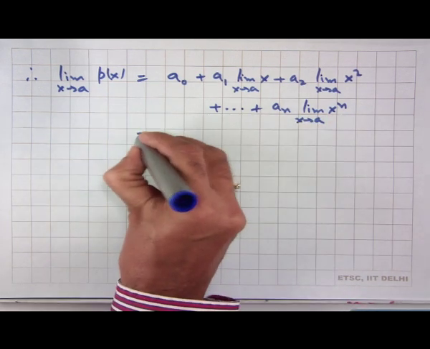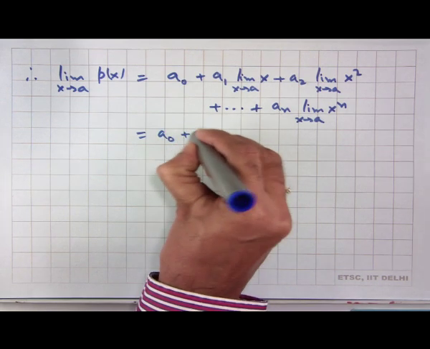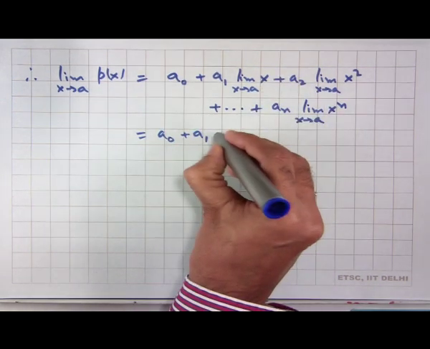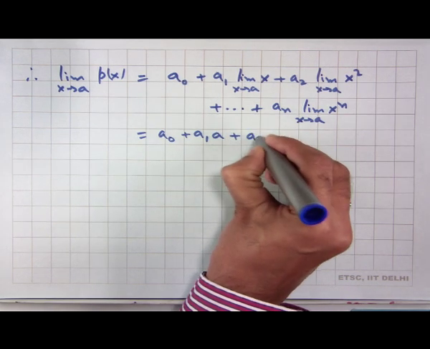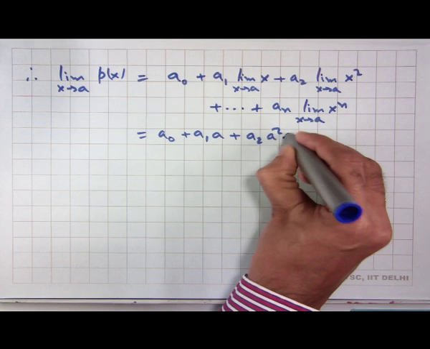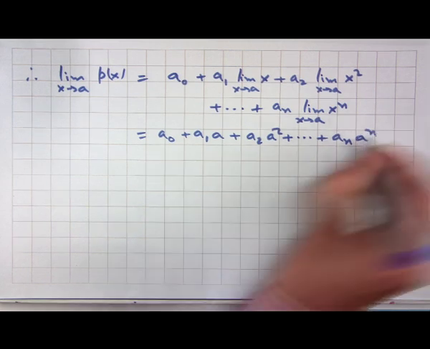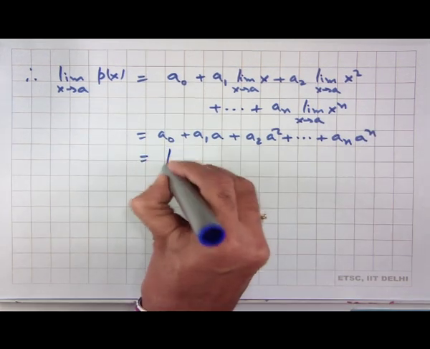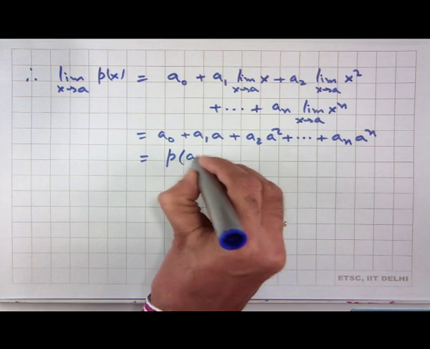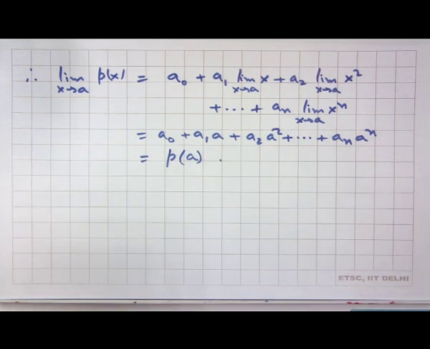This is equal to a 0 plus a 1 times a plus a 2 times a square, and so on, and the limit of x to the n is a to the n. But this is nothing but the value of the polynomial evaluated at a, p of a. So, hence we are done.